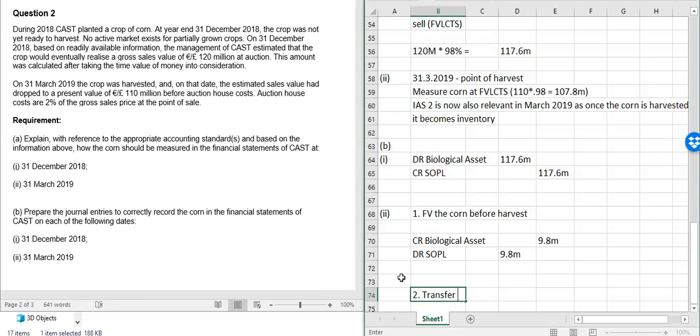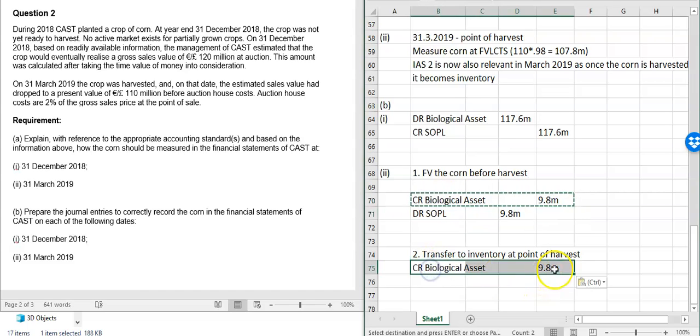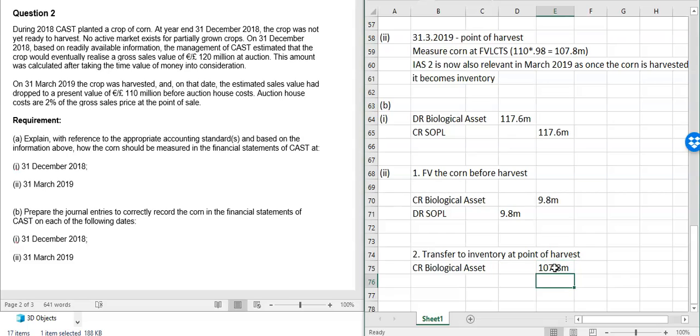And then you transfer to inventory at point of harvest. So again, hopefully you're going to manage this based on the last question. At that point of harvest, we're going to credit the biological asset. Be careful, you're going to credit at 107.8 because that's what it's valued at once you fair value it down. And you're going to debit inventory 107.8 million. And that's now your implied cost when you're using IAS 2 going forward. So again, it's a 2-step approach as we had before. And your inventory now remains at 107.8 until it's sold or until you have to do an inventory adjustment if the value continues to decline.